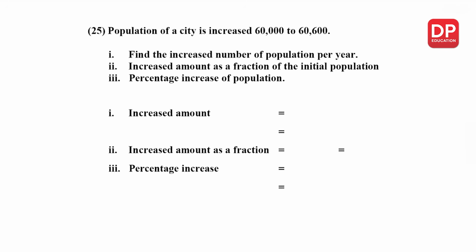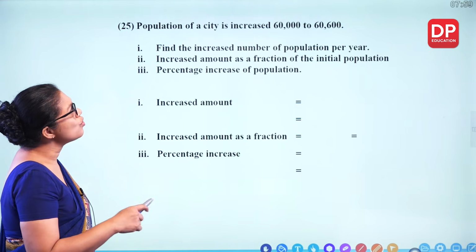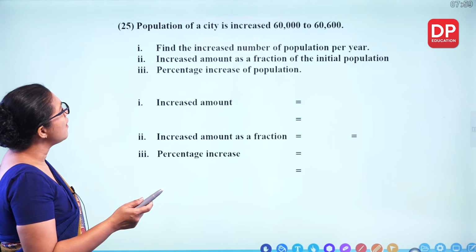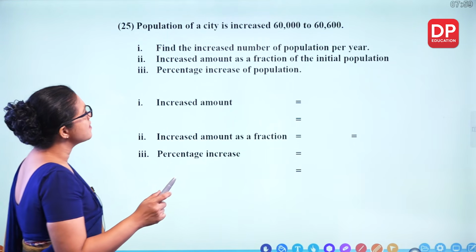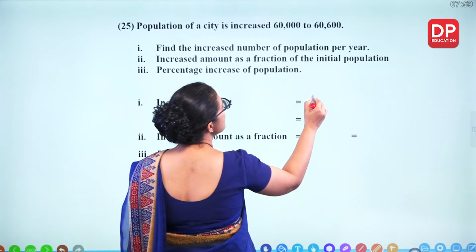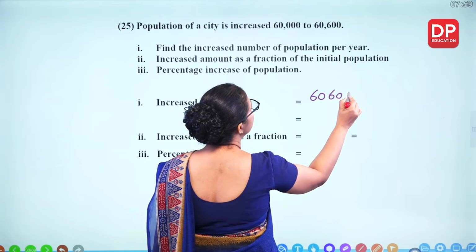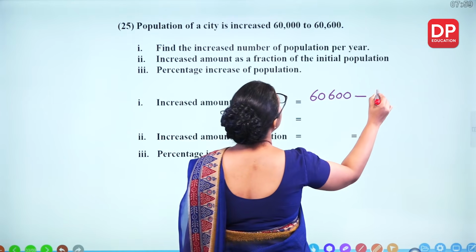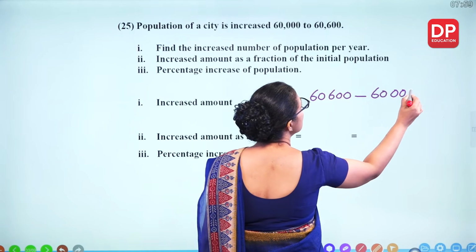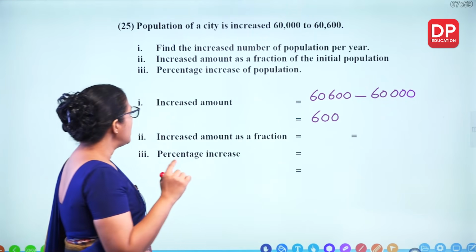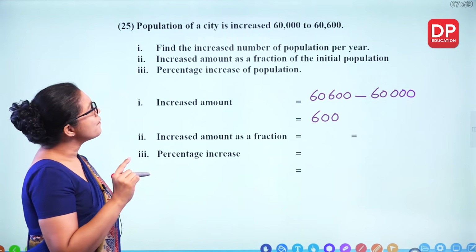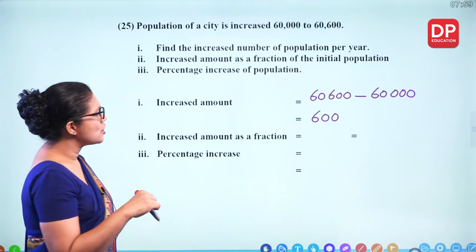Look at this question. The population of a city is increased from 60,000 to 60,600. Find the percentage increase in population per year. So what's the increased amount? You subtract 60,600 minus 60,000. You get 600 is the increased amount. Increased amount as a fraction of the initial population.